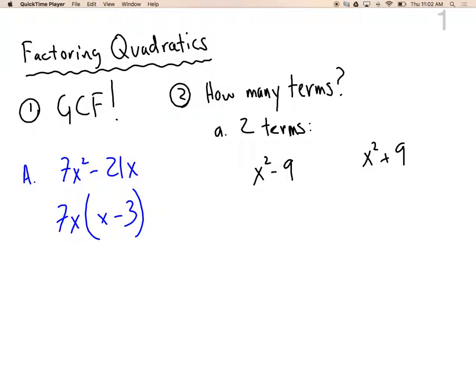What's it called when it doesn't factor? Unfactorable. No? Well, yes. What's the technical term? What's the other term?